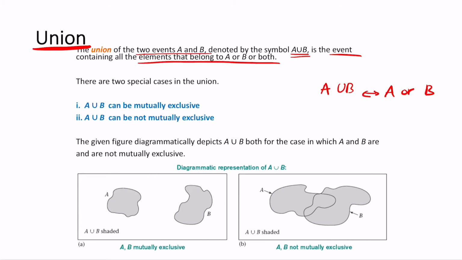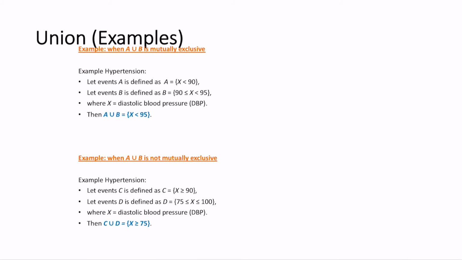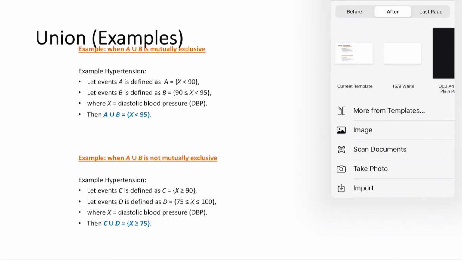So there are two cases in union. When you have two events that are mutually exclusive, where you have A union B, where A is separate from B. And A union B where they are not mutually exclusive, where they have an intersection region. So this here is the difference between A and B being mutually exclusive and A and B being not mutually exclusive. So let's take the same example again of A and B here. A here is X less than 90 and B is 90 to 95. So let's use the same example as before.